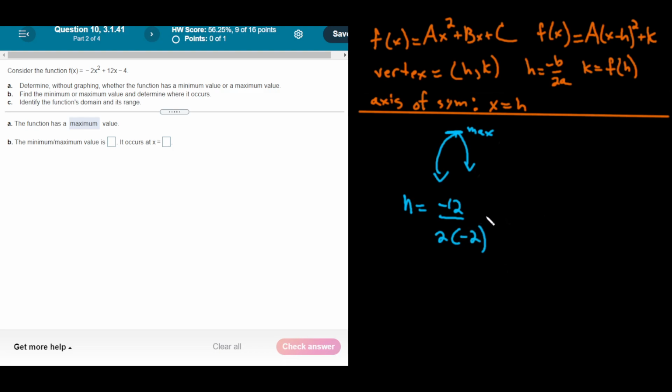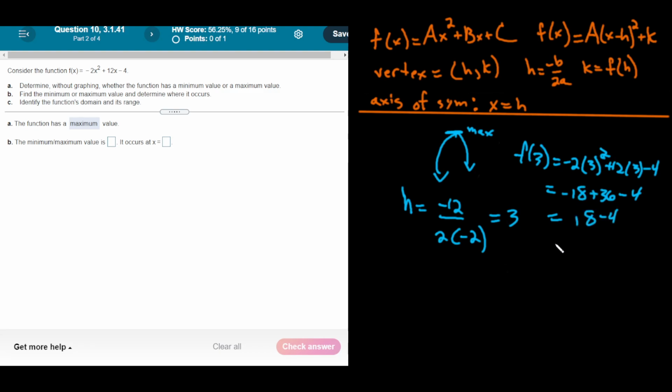Anyway, so h is equal to negative b over 2 times your a. Negative over negative is a positive. This is 2 times 2, which is 4. 12 divided by 4 is positive 3. Plug your 3 into your function. I know I'm being a little sloppy. So this is 3 squared, which is 9. That's negative 18. That better be a 36. And yes, it is. 12 times 3 is 36. Wink, wink, our little trick. Your answer when you do that would just be whatever your first term is, because it's half, right? Positive 18 minus 4 is 14. That's your k.